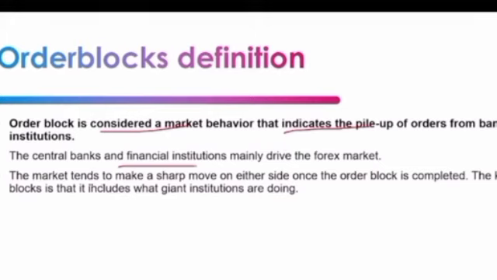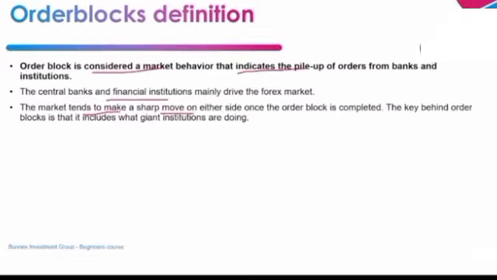So the market tends to make a sharp move on either side once the order block is completed, right? What we mean is, if the market reaches an order block like this one, it will actually make a sharp rise away from that order block. So the key behind order blocks is that it includes what the giant institutions are doing.